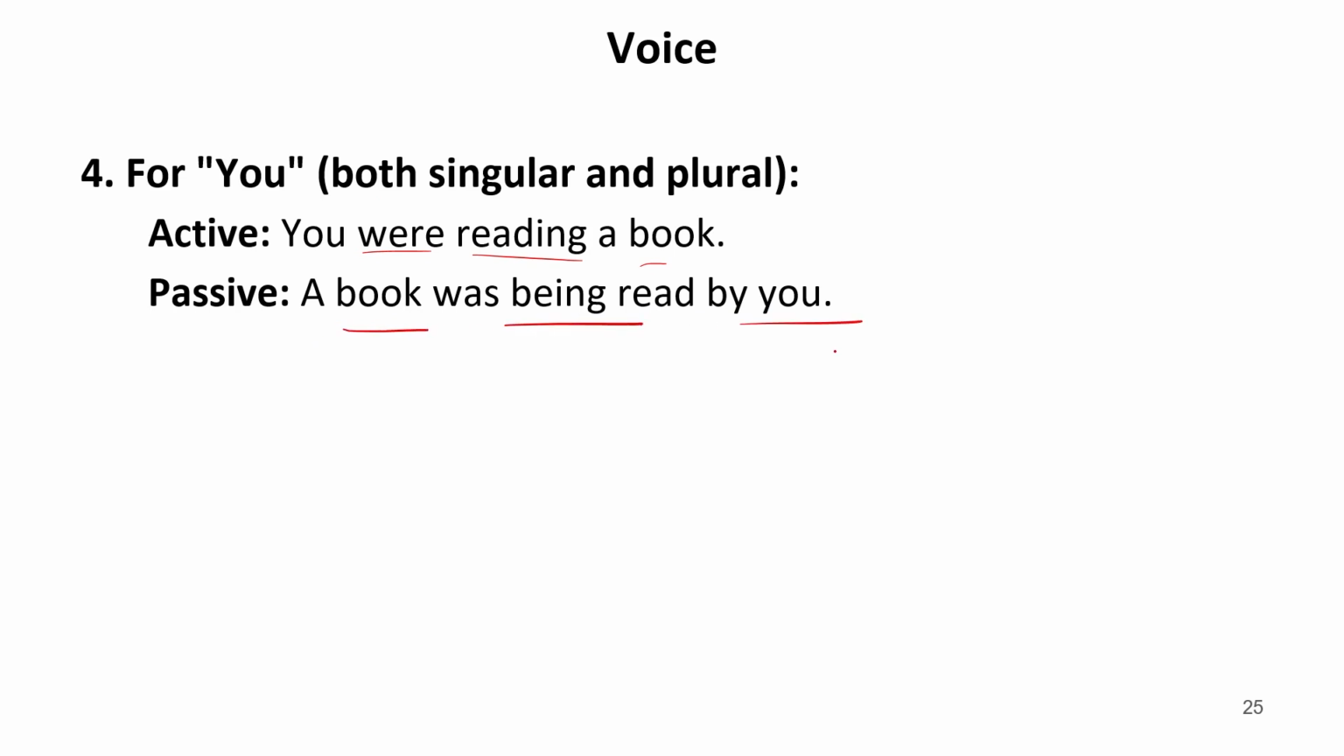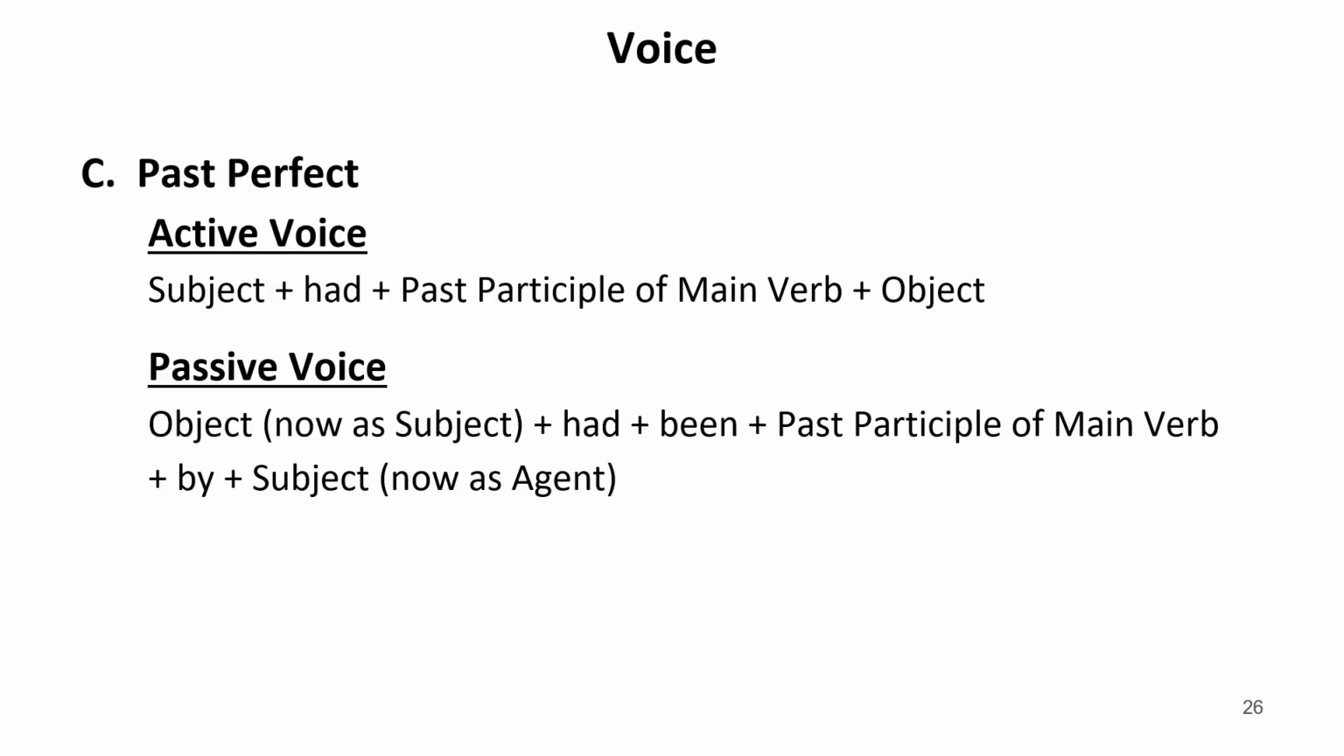Now one more thing, if these structures are in interrogative structures, the structure of the sentence in active voice will be changed and in the passive voice as well, because there we have the helping verb did, does, and so on. So that we will discuss separately in some other session. Now let us move to the next part, that is past perfect. So past perfect, we have subject plus had plus past participle of the main verb, that is verb third form, plus object. So this is the active structure or the basic structure of the sentence.